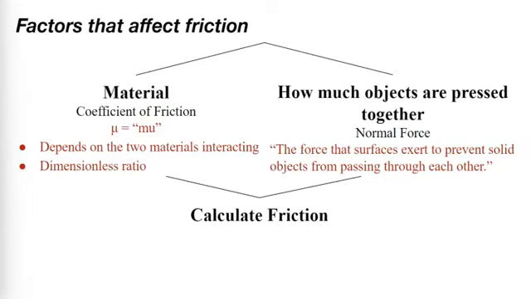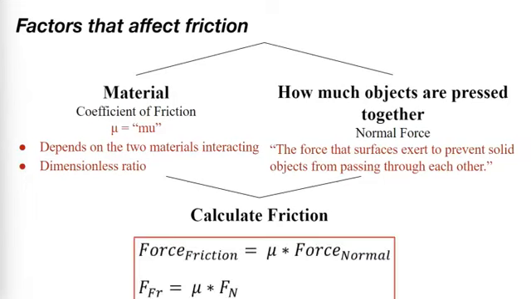If we then multiply these two values together, mu times the normal force, we'll be able to calculate the value for the frictional force acting on an object. So here's the equation that's used to calculate the force of friction. It's simply mu, the coefficient of friction, times the normal force. This is it written out on top, and then on the bottom is what you'll see on your equation sheet.